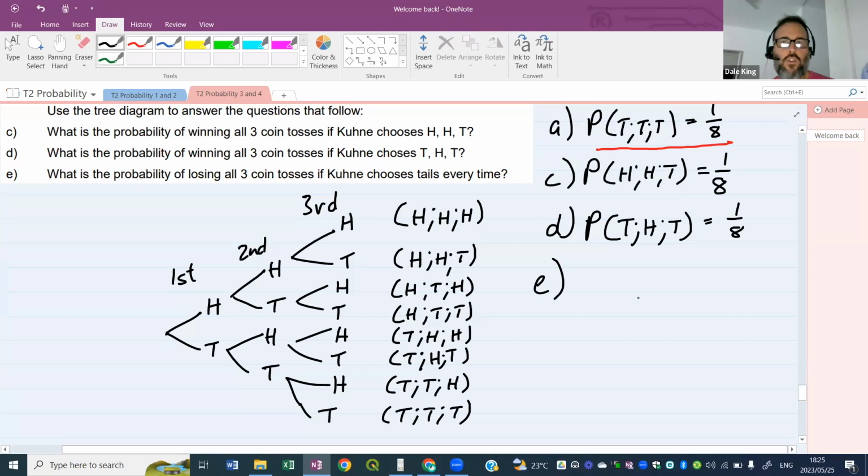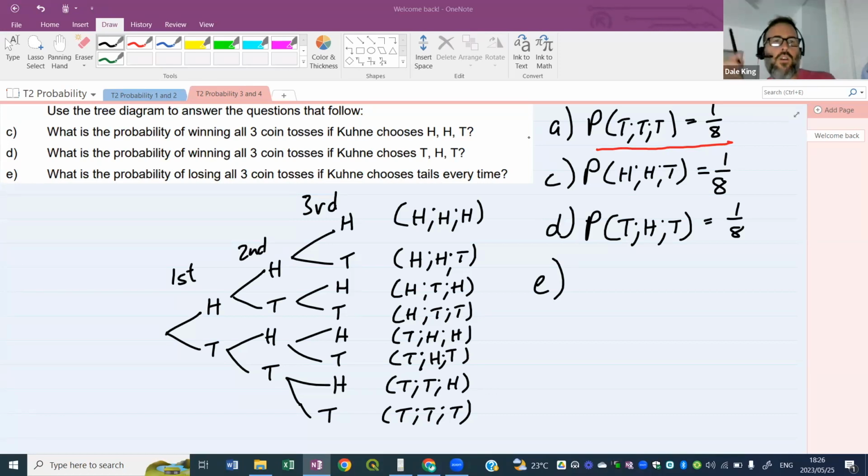What's the probability of losing if he chooses tails, tails, tails? How are we going to get that? The possibility is also 1/8 because there's only one event that occurred whereby it was all tails.